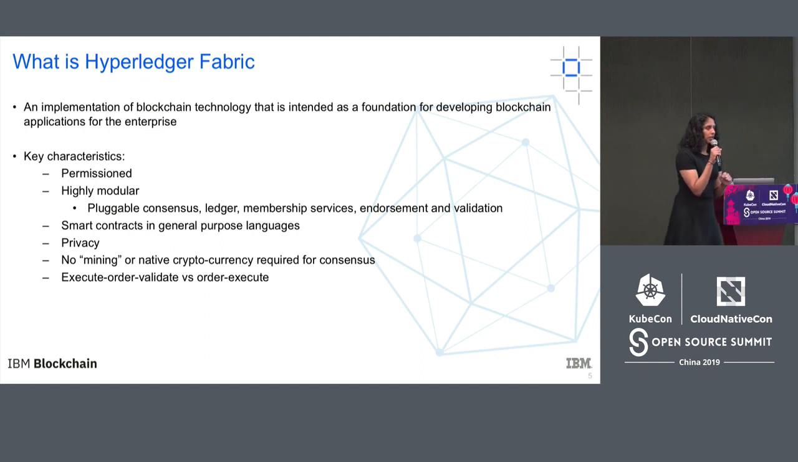Smart contracts are written in general purpose languages, so there's no specialized smart contract language that has been created for this purpose. We support Go, Java, and Node out of the box. Because I work on the Fabric EVM integration, I will plug that in here. You can plug that in and also get some Solidity contracts if you're interested in that.